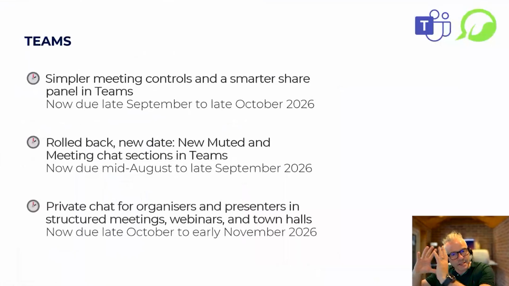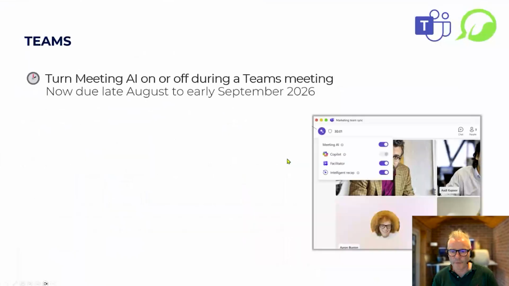And so we've got this separate window that we can have out of the way. Keeps getting pushed back. It's obviously more difficult to do than it sounds. October to early November. Last slide on Teams. Get a bit Teams fatigue. Go through these ones. Turning meeting AI on and off during meetings. This has been pushed back as well.